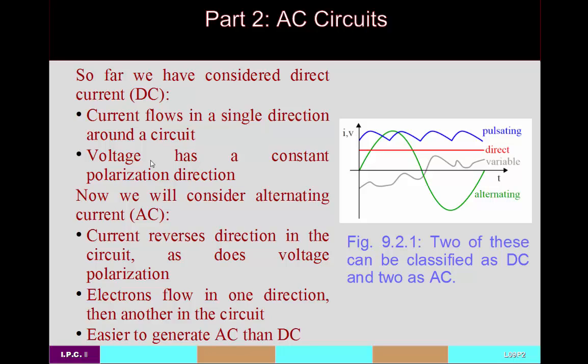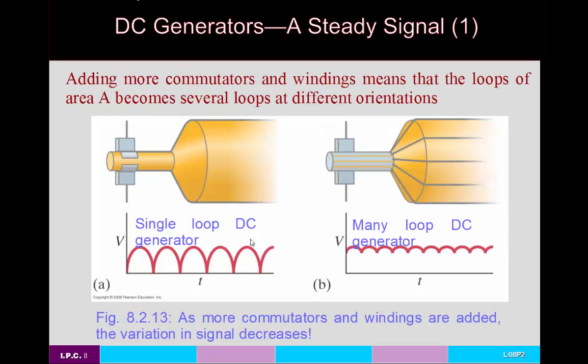And in fact, if you look back on my lecture discussing how a generator works, you can see that even the DC generator has a sort of pulsating voltage signal. This is the single loop DC generator. This is the signal for many loops, and the more loops that you have, the smoother the signal gets, but there's still a little bit of fluctuation or pulsation for any number of loops shy of infinite.